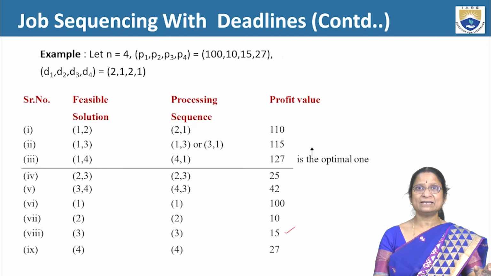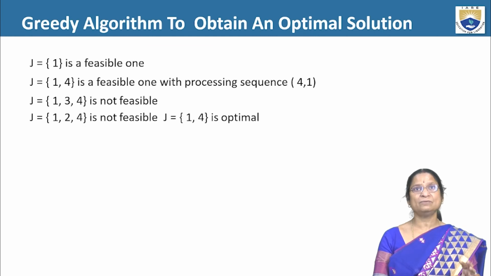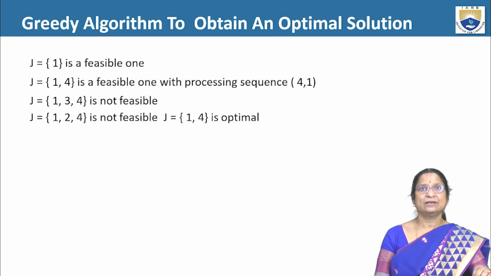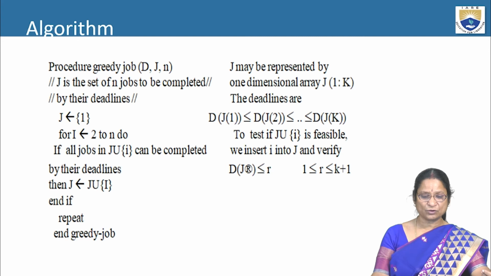Instead of previously, how many we selected? Totally almost 9 options we considered. But in this example, we consider only 4. Among the 4 itself, we are able to identify what is the largest one. So this is the algorithm we are going to follow.